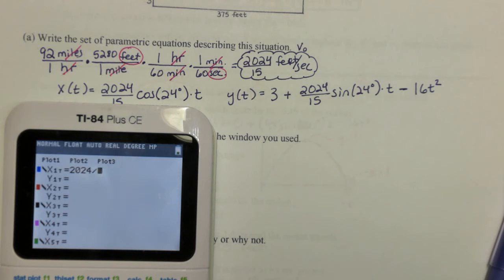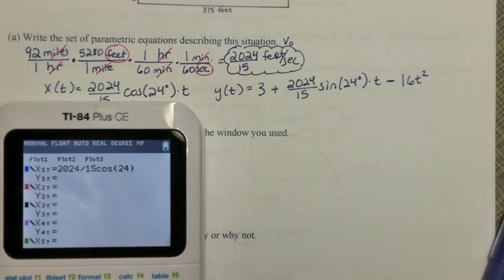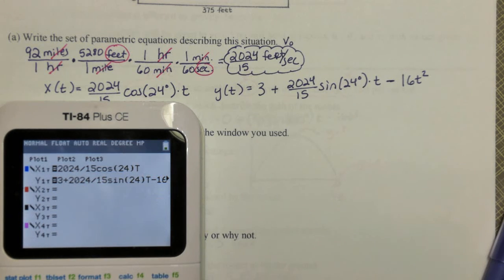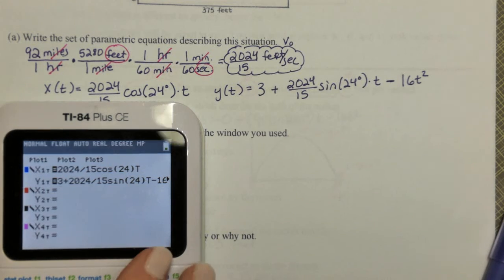24 divided by 15, cosine of 24 degrees for x of t. For y of t, 3 plus 24 divided by 15, sine of 24 degrees times t, and I just realized I forgot the times t up here. Minus 16t squared. Okay, I'm doing a quick check to make sure I typed it all in right. I think I got it right this time.